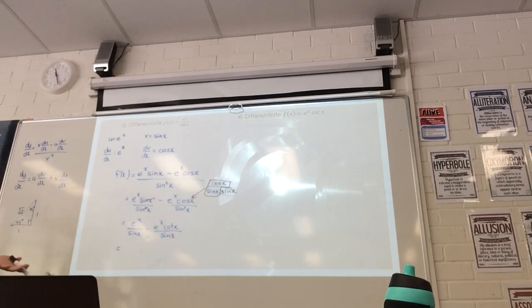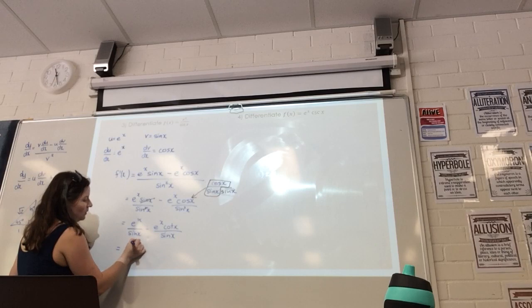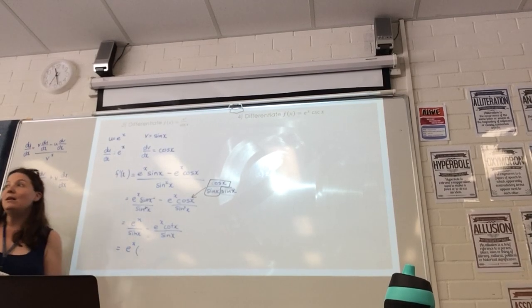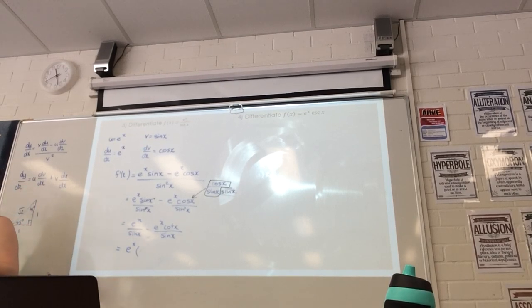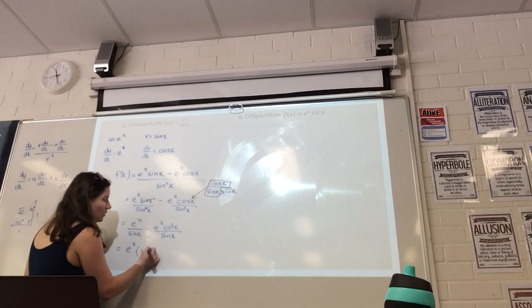Okay. I'm going to take the e to the x out. You don't have to factorize unless it's specified, but it just kind of feels so nice to take it out. What happens when you take out e to the x from here? Are you left with nothing? No, so you have to have your 1 there. That's really important. Okay, so watch out for that.